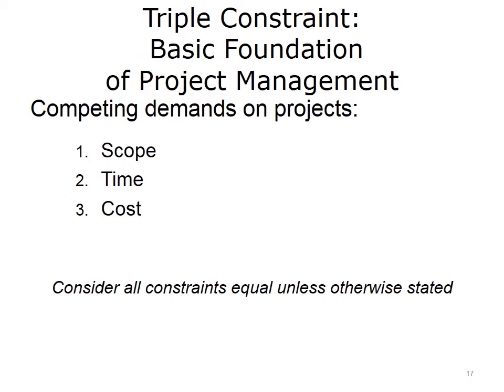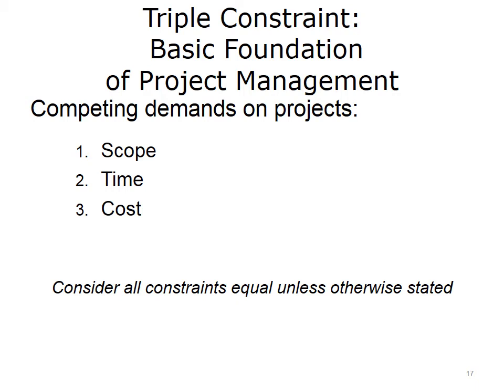The triple constraint is the basic foundation of project management. As the slide illustrates, the triple constraint demonstrates competing demands on projects. These are typically scope, time, and cost. All constraints are considered equal unless otherwise dictated by the sponsor. If one factor changes, another factor will likely be impacted.